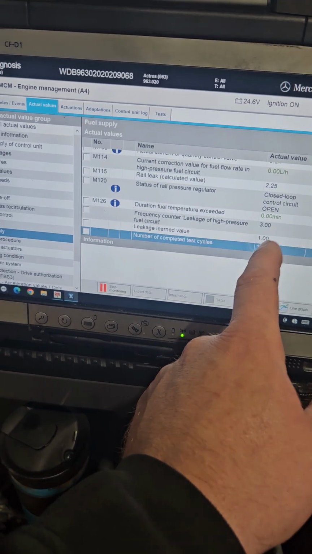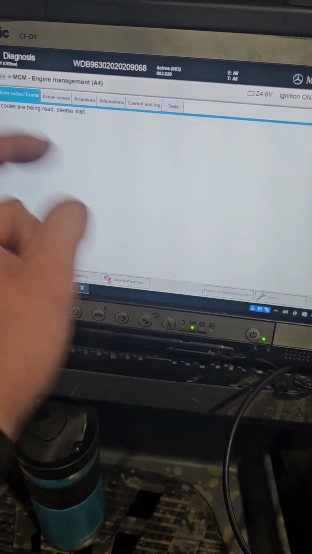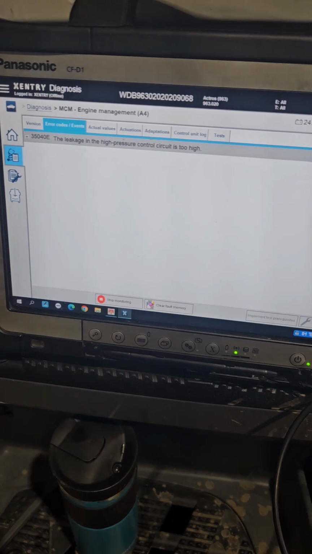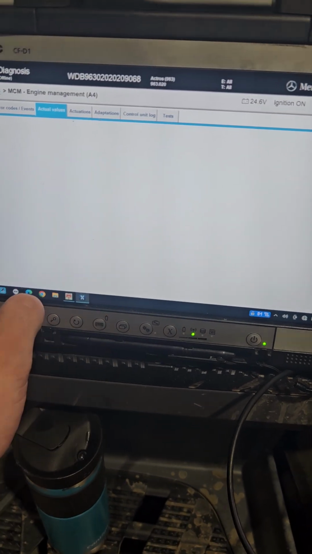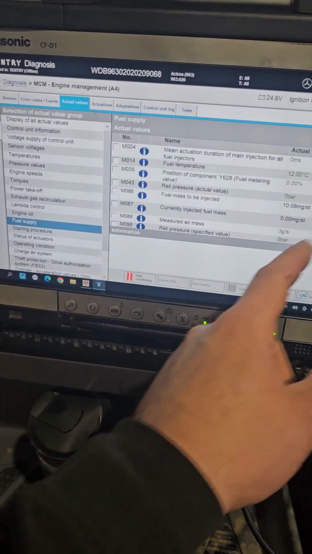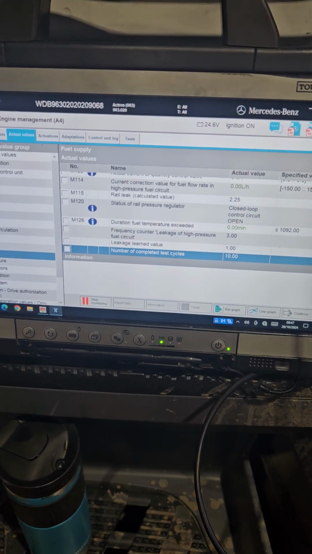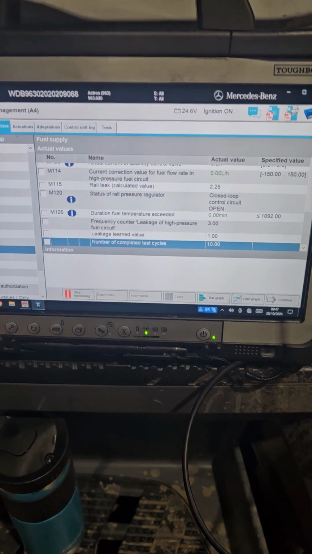Once it reaches 10, that's when it throws this fault code for the leakage in the high pressure circuit. So that's what you're looking at for the leakage in the high pressure circuit. If that number's on 10, that's the reason why that fault code's coming up. All I'm going to do with this vehicle now, I'm going to tilt the cab, I'll have a quick look around, make sure there are no fuel leaks, although I suspect there aren't anyway, and I'm going to replace all six injectors. And then we'll program them up, and that'll be that.